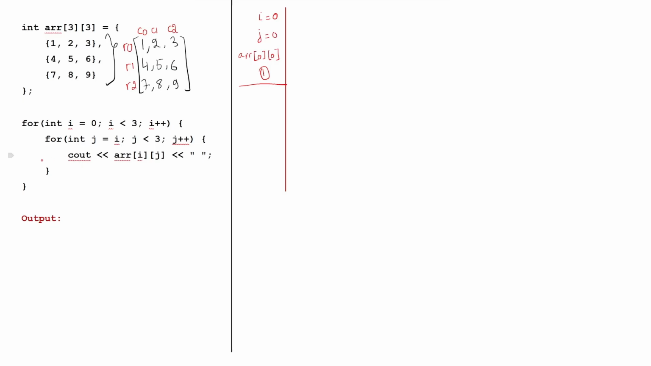And then now we have to go back to this for loop and then increment j. So i is still 0. And then we increment j from 0 to 1. So is j less than 3? Correct. So we output the array of i j. So we output the element of 0, 1. So looking here, 0 row, first column. So we output 2.